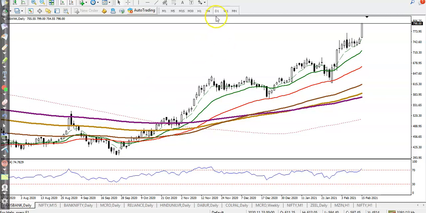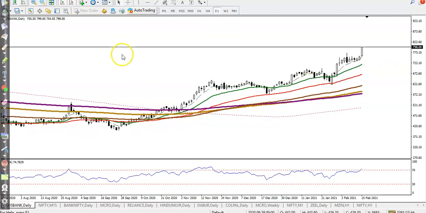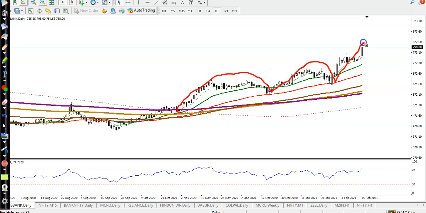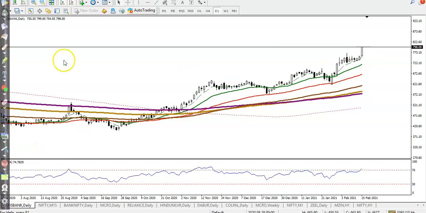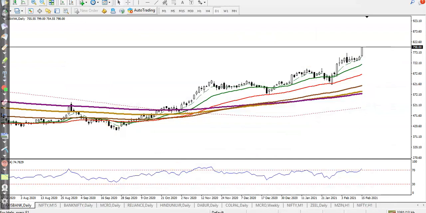Okay, now let's just jump to the daily chart. Here I can see Axis Bank is creating a higher high and higher low. Have you seen? Creating higher high, higher low, higher high, higher low, and the higher high. In that case, I'm not interested in taking any position because price is too far from the moving average. There is a probability of a pullback again. So leave Axis Bank. Next, here you can see ICICI Bank.